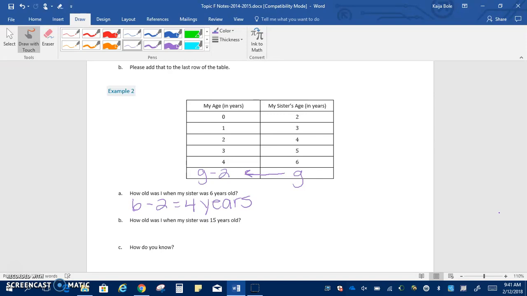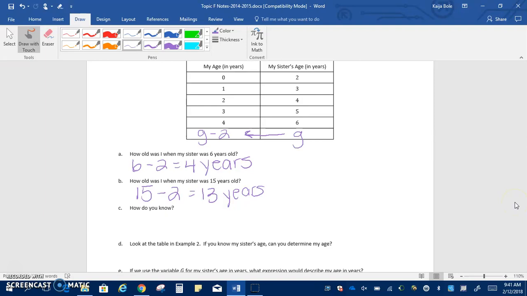How old was I when my sister was 15? If her sister was 15, I'm 2 years younger, so I subtract 2. That means I was 13. How do you know? Well, by looking at the pattern on the table, we see that we subtract 2.